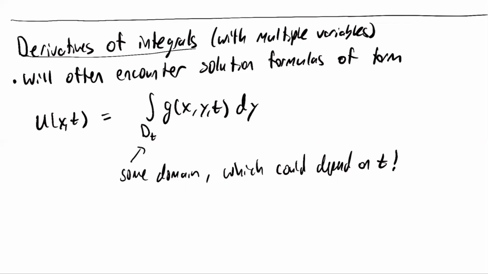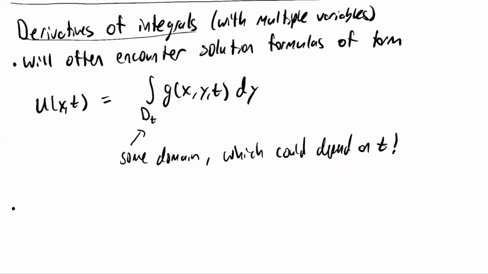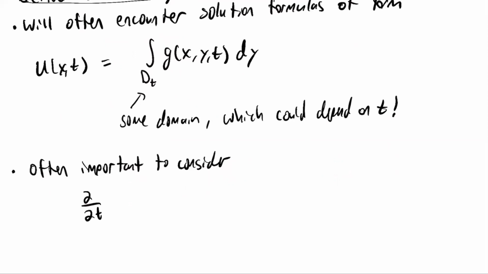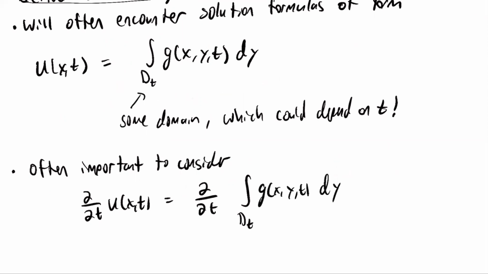Right. And so in analyzing solutions to these equations, it's often important to understand how to take the derivative of these expressions, right? So it's often important to consider, say, the derivative with respect to t of u, where our solution u is given by a formula like this up here, right? So how do you take the derivative with respect to t of something like this, right? So this is the time derivative of this integral up here, where we're taking the derivative of the whole expression, right?